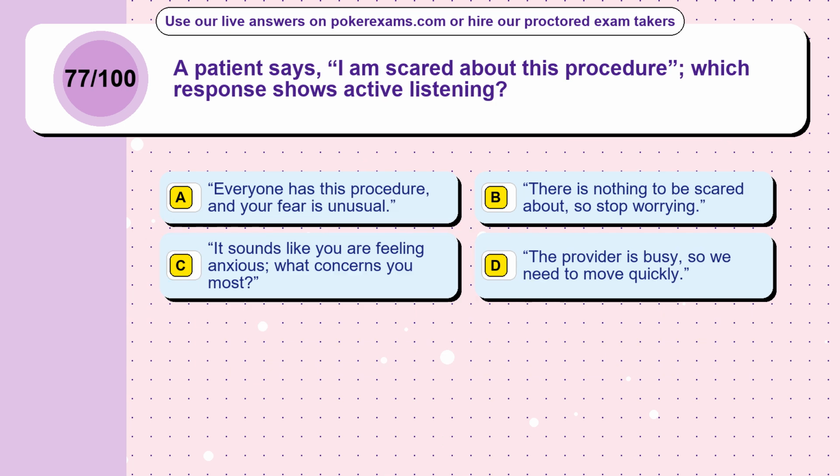Question 77. A patient says, "I am scared about this procedure." Which response shows active listening? Option A. Everyone has this procedure, and your fear is unusual. Option B. There is nothing to be scared about, so stop worrying. Option C. It sounds like you are feeling anxious. What concerns you most? Option D. The provider is busy, so we need to move quickly.